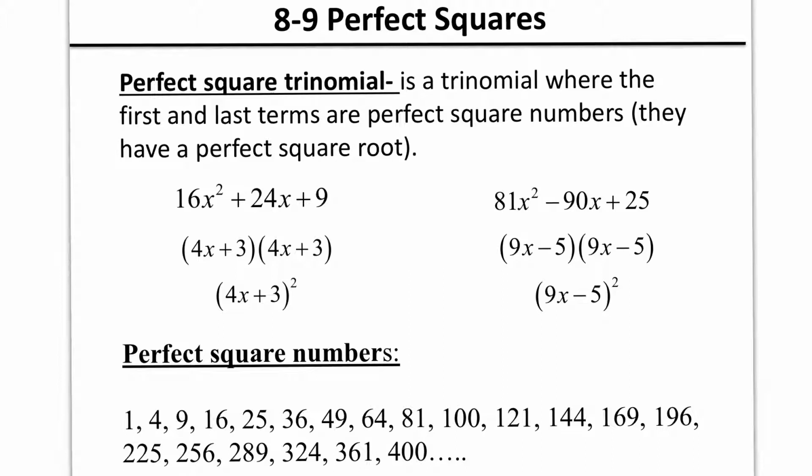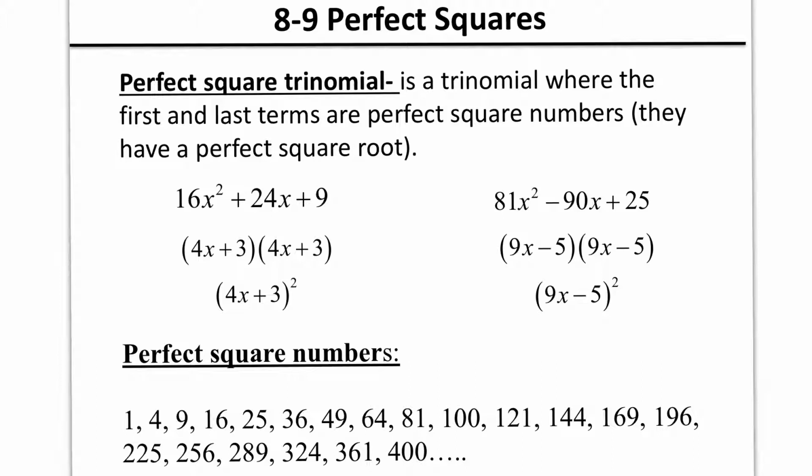So what is a perfect square trinomial? Let's look at some examples here. This one is 16x squared plus 24x plus 9. Notice the first term, 16x squared. 16 is a perfect square number. It has a perfect square root. And if you don't remember those numbers, that's why I have the list down here. You can check those out. But 16 is a perfect square number. And the last term, 9, is a perfect square number. They do have a square root.